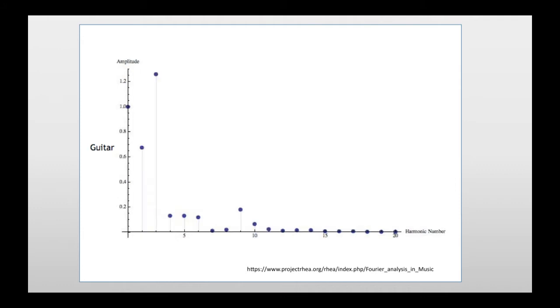How about the same note on a guitar? Those amplitudes are: first harmonic 0.68, second harmonic 1.27, third harmonic 0.13, fourth harmonic 0.13, fifth harmonic 0.12, sixth harmonic 0.01, seventh harmonic 0.02, eighth harmonic 0.2, ninth harmonic 0.05.